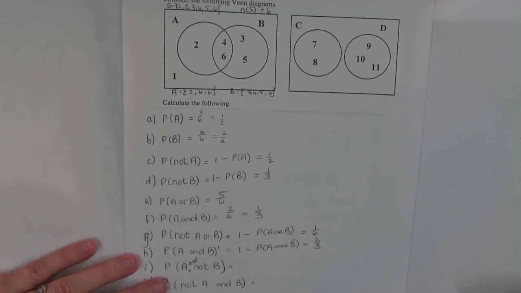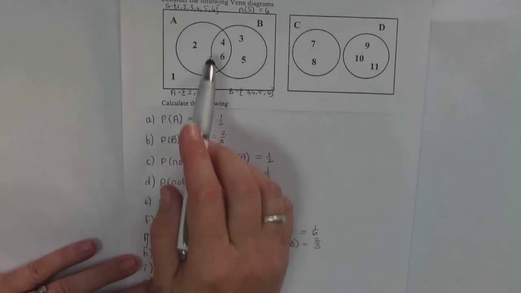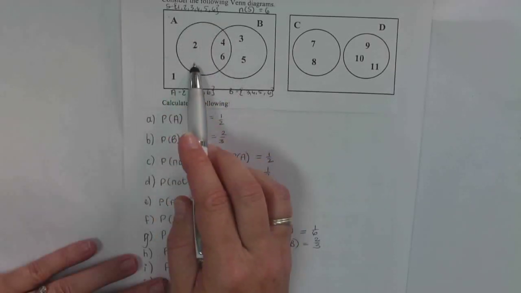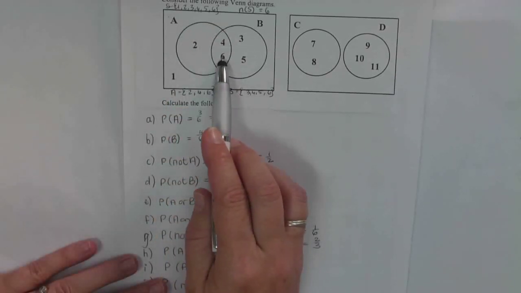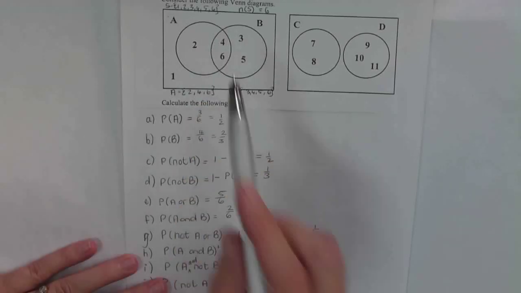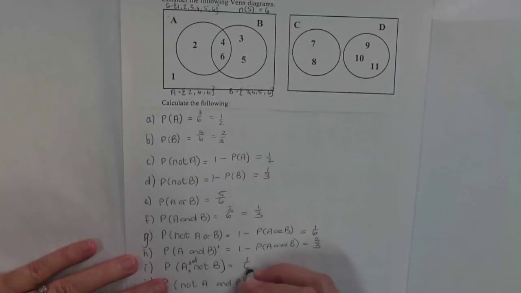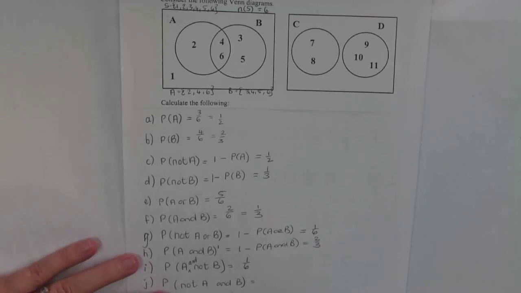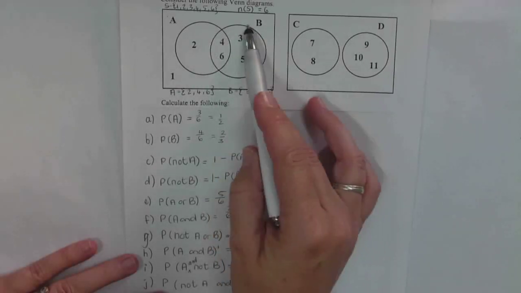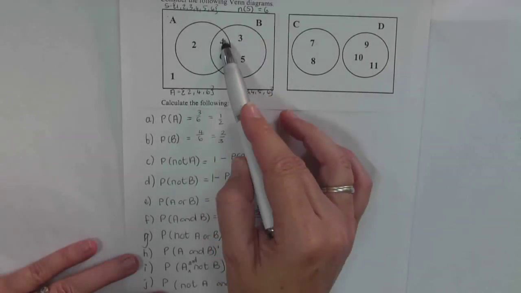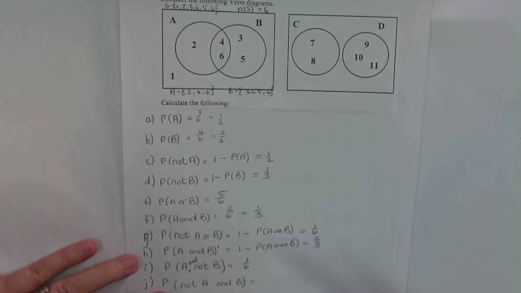Right, what is the probability of A but not B? So A is 2, 4, and 6, but 4 and 6 are also part of B, so I'm not allowed to include them. So it's just 1 of the 6 numbers. What is the probability of not A and B? So B is 4 over 6, but 2 of those numbers are part of A. So it's only 2 over 6, which is a third.